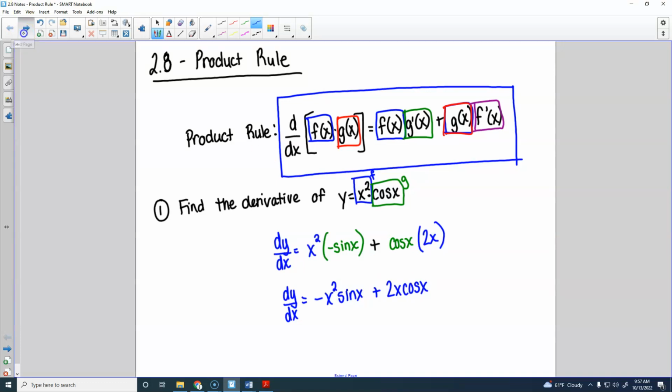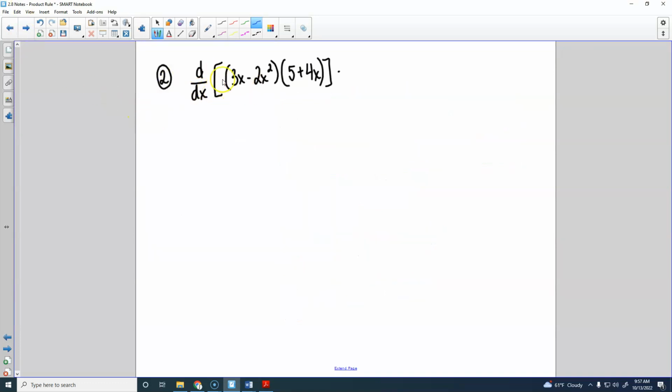All right, I want to do one more and then we'll quit. All right, so if I've got the derivative of 3x minus 2x squared times 5 plus 4x, I could just multiply those together and use the product rule, and power rule, which really might just be easier. So that could be the case. But if I want to take the derivative of this, I'm going to let this part be my F, and this part right here be my G.